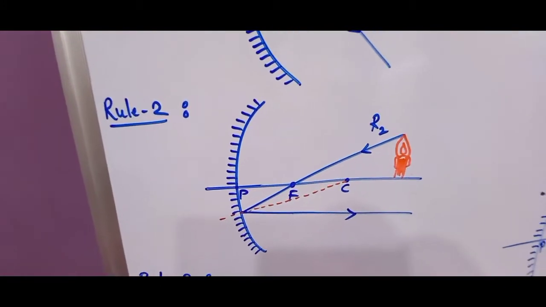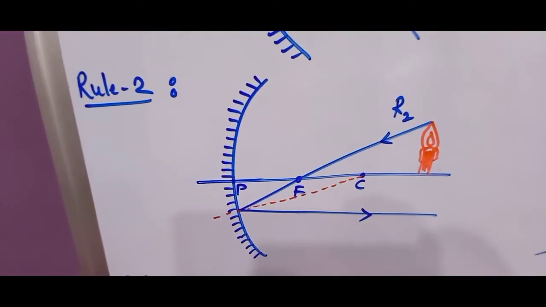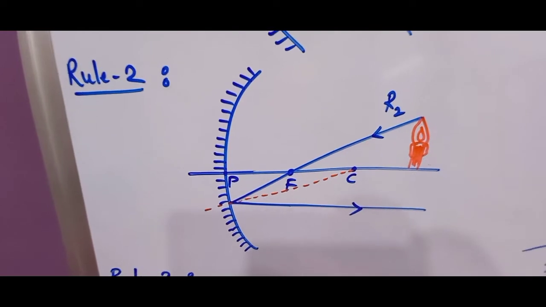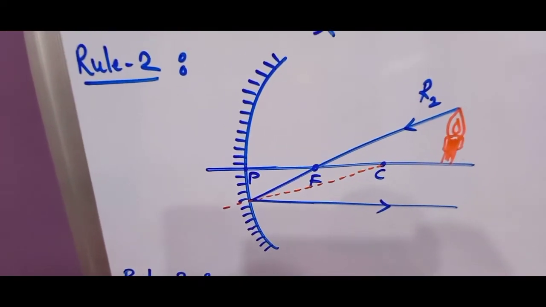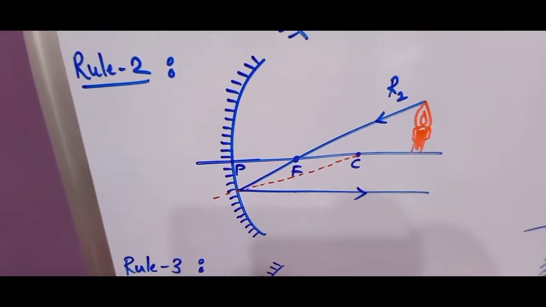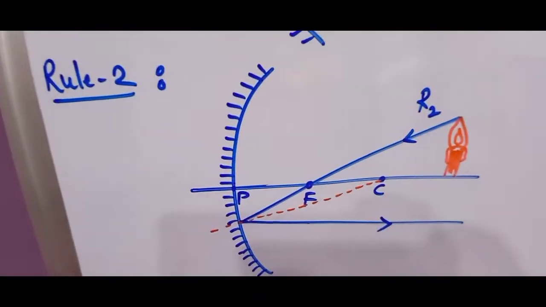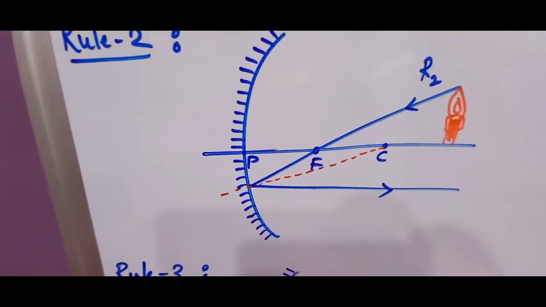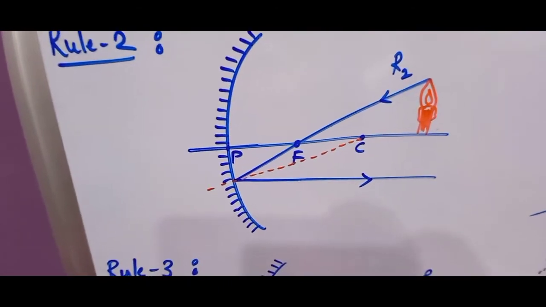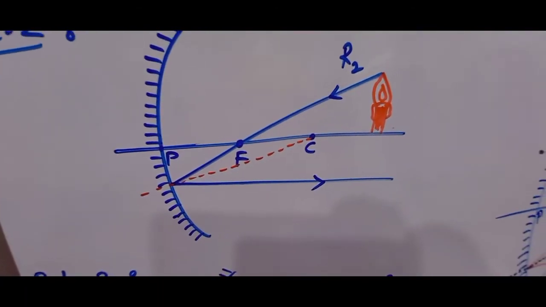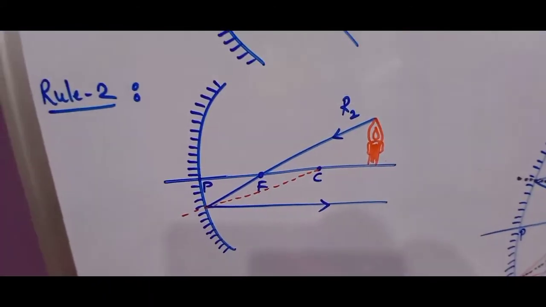See here in rule 2, we can clearly observe that R2, that is the second incident ray, which is again coming from the tip of the object, that is the tip of the candle flame, and that second incident ray is passing through the focal point of the mirror, and it will travel parallel to the principal axis after reflection. Okay, this R2, upon incidence on the reflecting surface of the concave mirror, after reflection, goes parallel to the principal axis. Its reflected ray goes parallel to the principal axis. Okay, this gives our second ray R2.